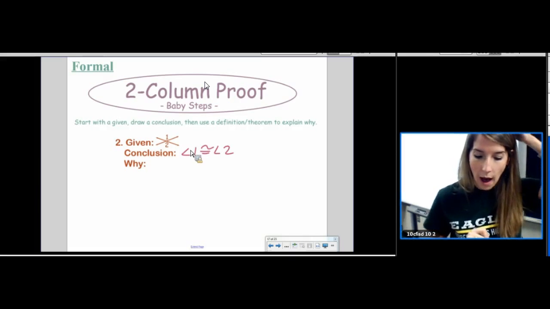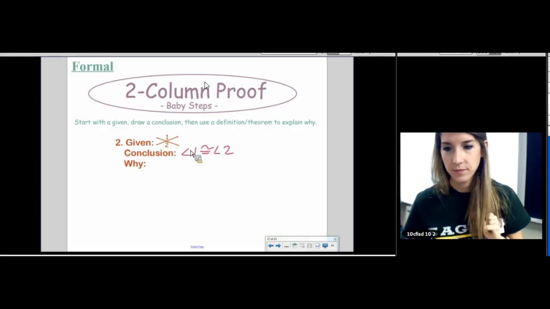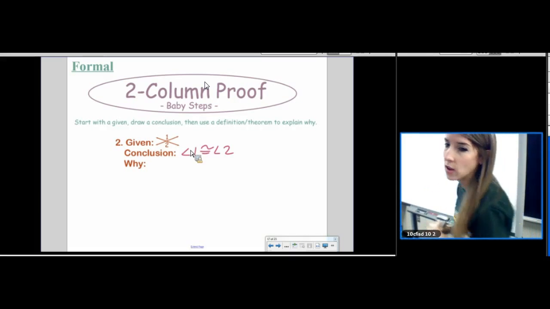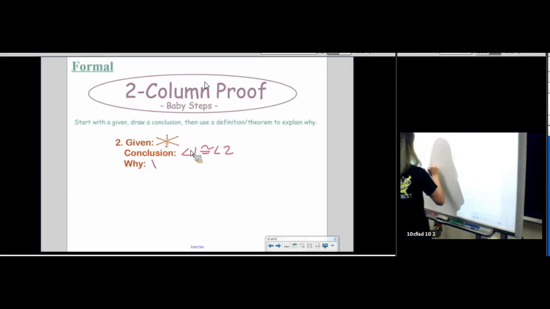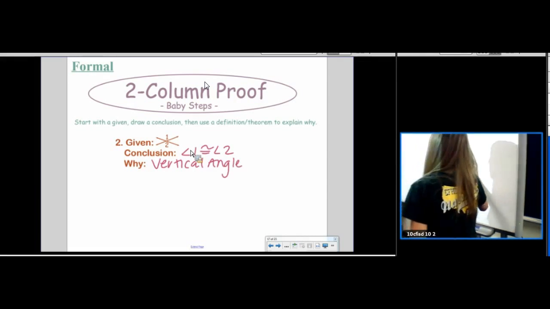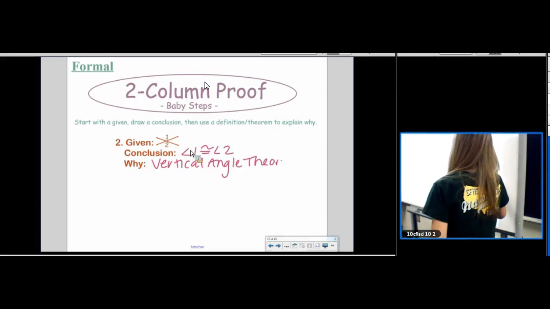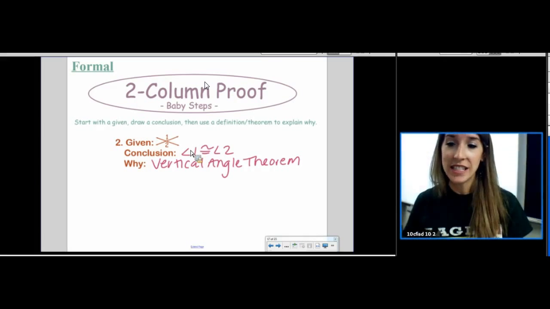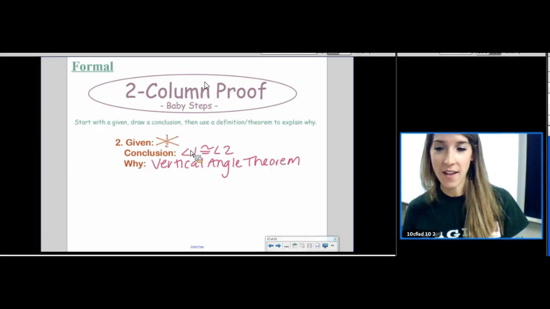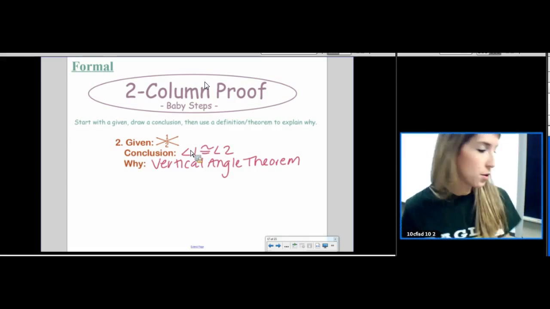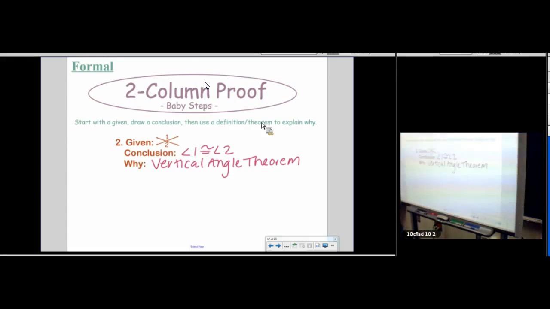And what is the y? Vertical angle theorem. Never on a homework or a test are you allowed to just put the number on this sheet. You have to actually state what it is, whether it's a definition or a postulate or a theorem. Okay? So the conclusion is angle 1 is congruent to angle 2.